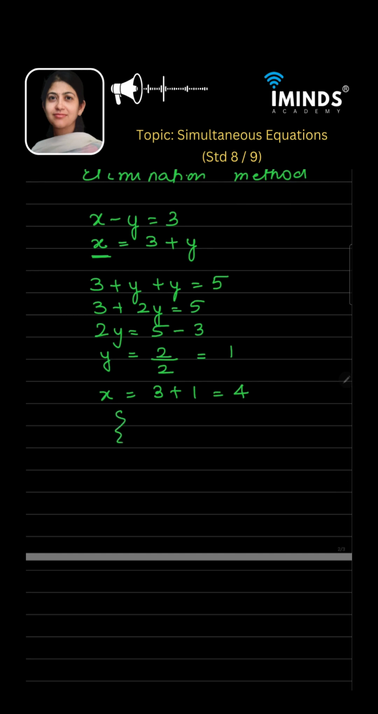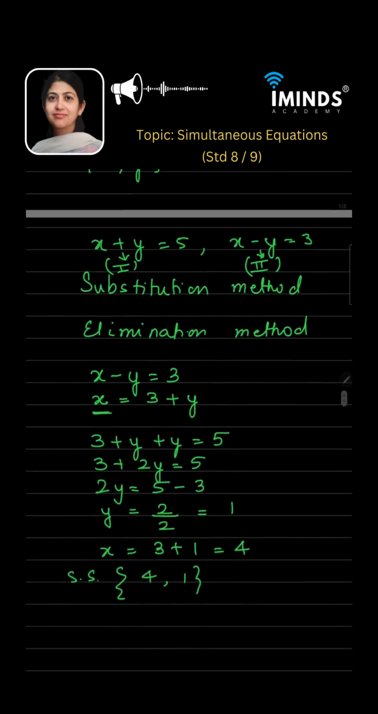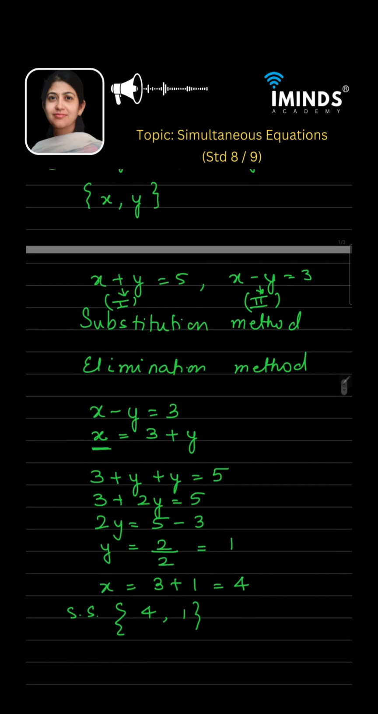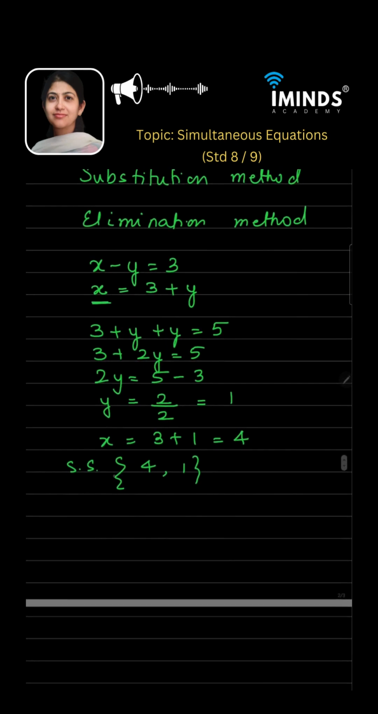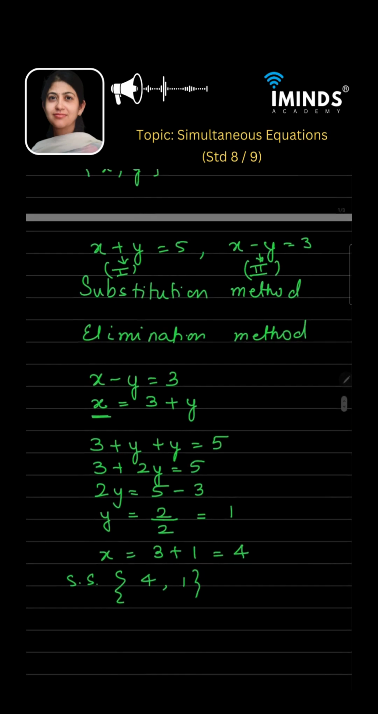So मुझे solution set इसका मिल गया. क्या मिला मुझे solution set? x is 4 and y is 1. Correct? So this is how you do it by substitution. I substituted the value of x in terms of y and then I got the value of y and then मैंने replace करके x और y दोनों find out कर लिया. तो ये हो गया हमारा substitution method.